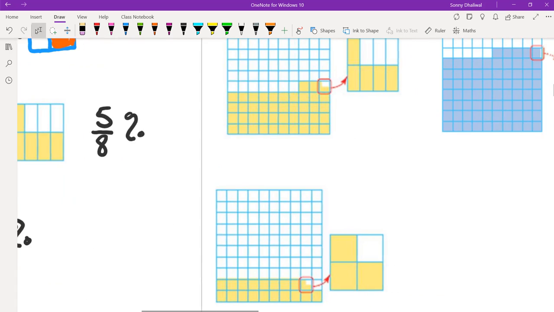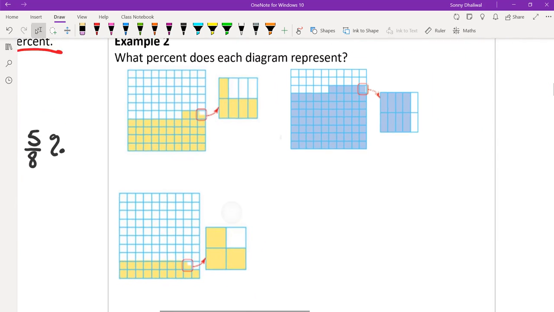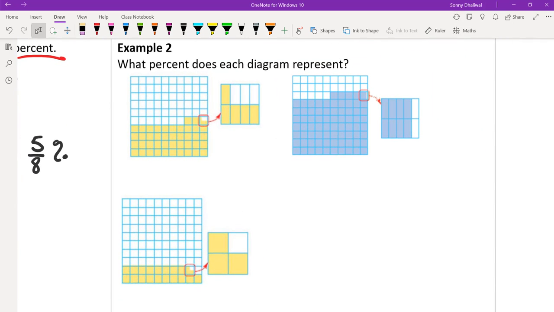All right. Take a moment. Do these 3 questions. Tell me what the percentages look like.